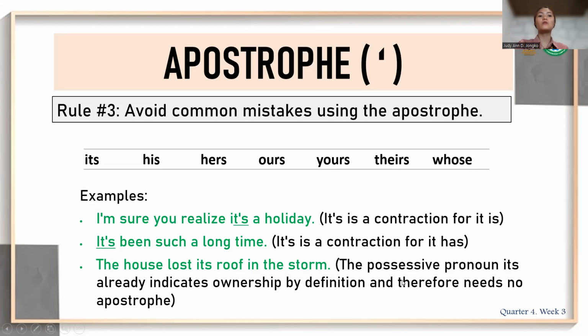So the possessive pronoun its already indicates the ownership. So the its here indicates the ownership by definition and therefore it needs no apostrophe. So its here is referring to the house. So it indicates the possessive form of a pronoun.